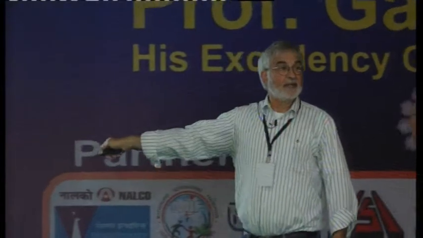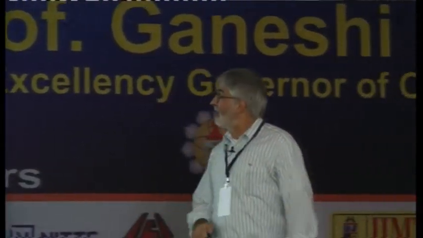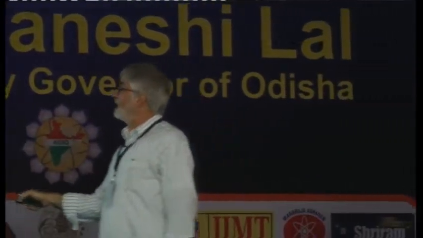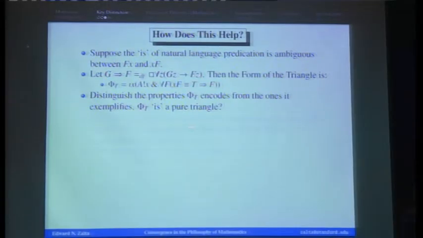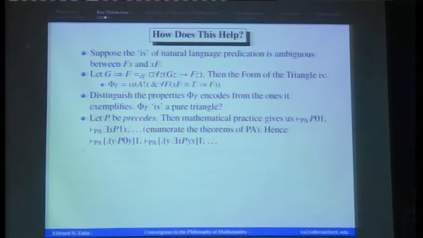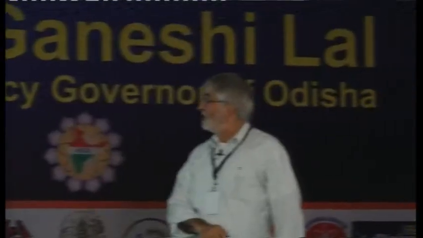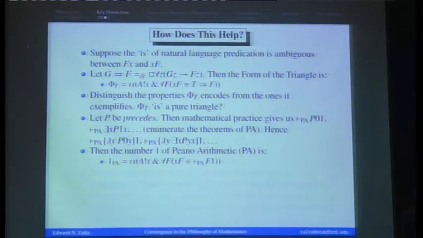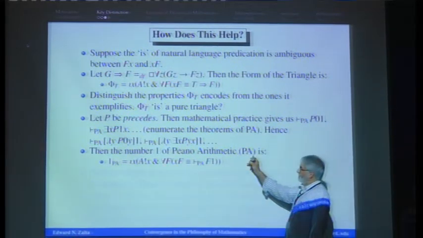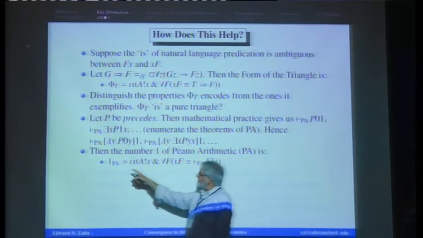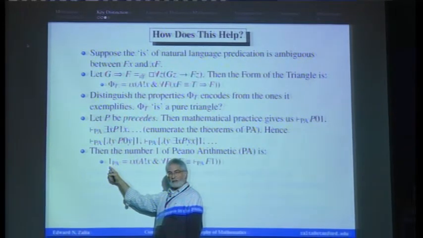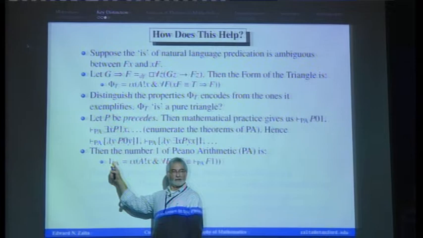So you can write that down. And you can do that now for any property that a theory encodes, all right? So phi sub T is going to be the form of the triangle. Okay, so let me skip this and move on. So here's an example of Peano. So now take Peano number theory or Peano arithmetic. What does the symbol, the numeral 1 symbol in Peano arithmetic mean?